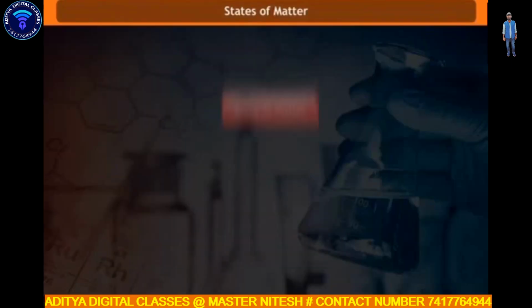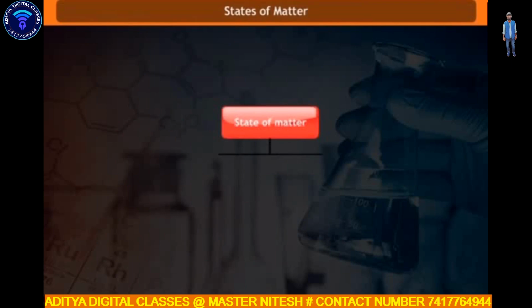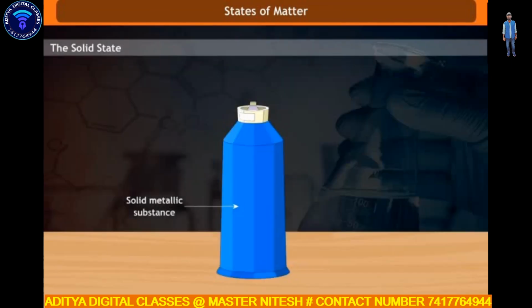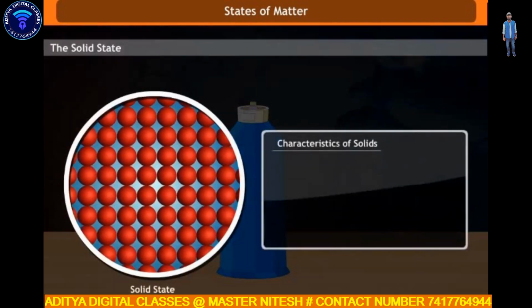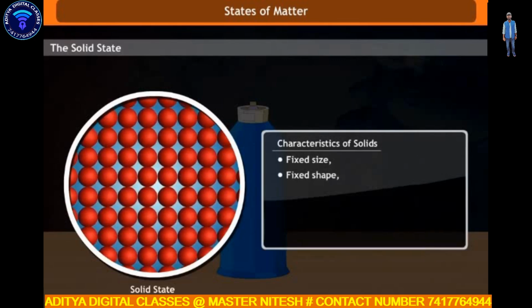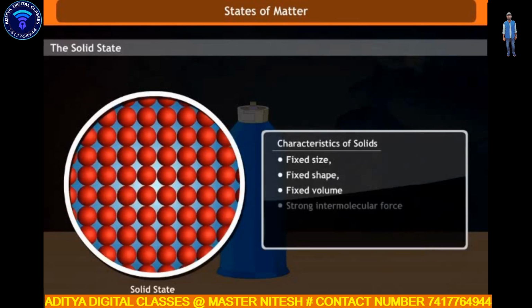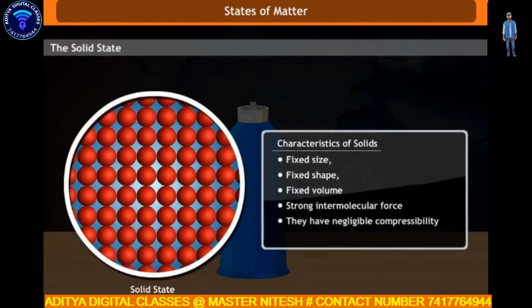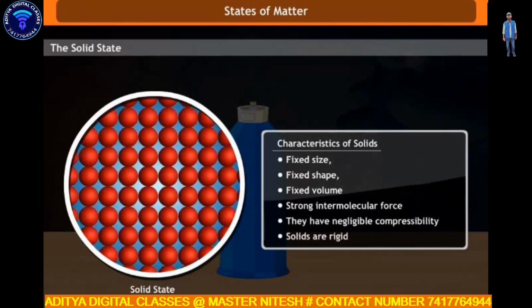States of matter. On the basis of states, matter is classified into three states, that are solids, liquids and gaseous states. Characteristics of solids. They have a fixed size, fixed shape, fixed volume and strong intermolecular force. They have negligible compressibility. This is due to the presence of very little intermolecular space between the constituent particles of solids. Hence, they have a tendency to maintain their shape when subjected to any external force.